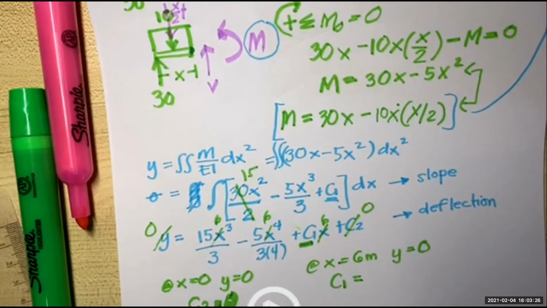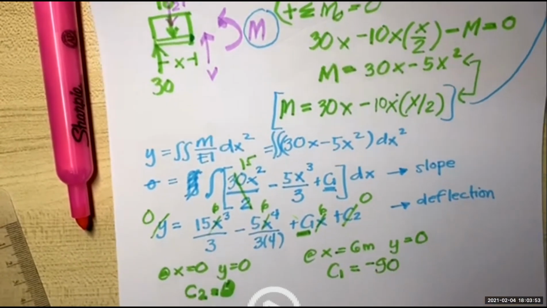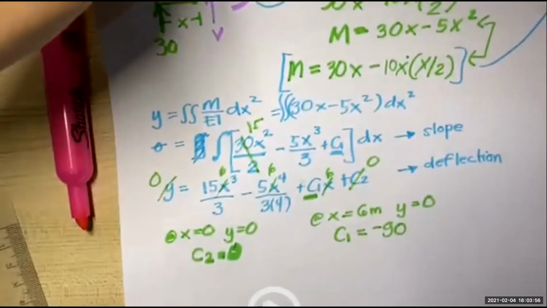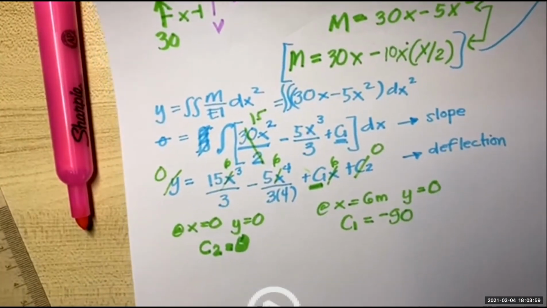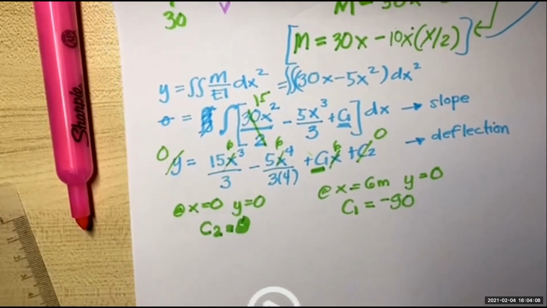Pakitry ngang isolve para ma-check ko kung tama yung mako-compute. 15 times 6 cube. Negative 90? Tama ba? Please check kung tama. Yes, ma'am. Okay, sige. Negative 90. So, we now have the complete equation sa pag-solve.